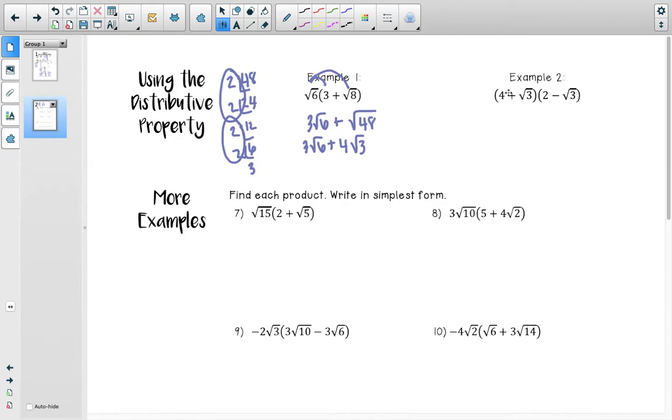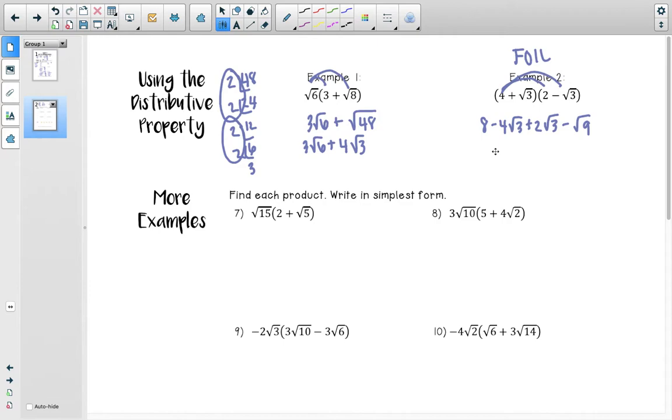Okay, this is the FOIL method. So we have to remember how to do that. So we're going to take 4 times 2, which is 8, 4 times the square root of 3, which is 4 square root of 3, because it's on the outside, that's the inside. Same here, this has an inside, this has an outside, so it's just 2 square root of 3. Always write the radical last. And 3 times 3 is 9, so square root of 9.